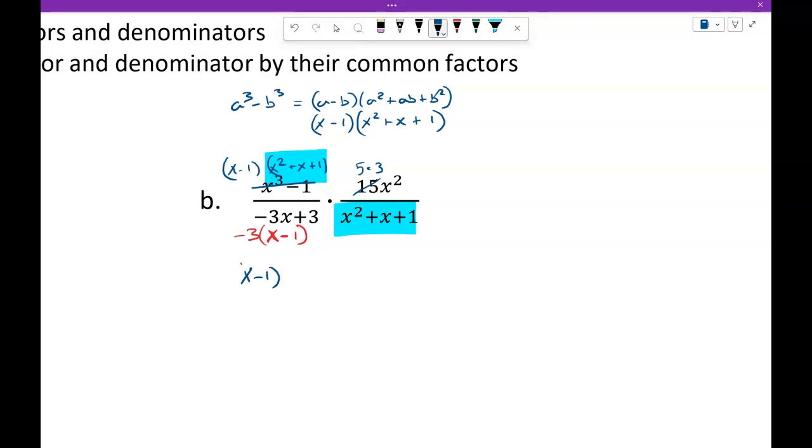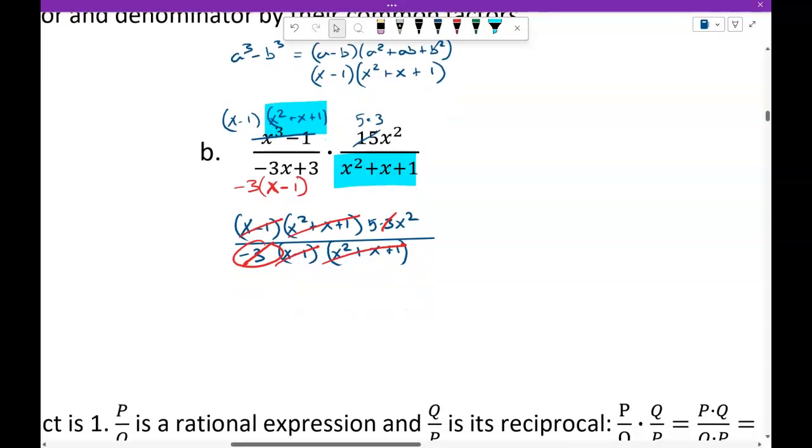So we go ahead and just combine all the factors in all the numerators and all the factors in the denominators. We look for common factors, such as x minus 1, and our trinomials, and then we've got 15 and -3. Since the 15 can be rewritten as 5 times 3, we can simplify the common factor of 3 that exists in both places. So we're left with a negative 5x squared over 1, which reduces to just negative 5x squared.